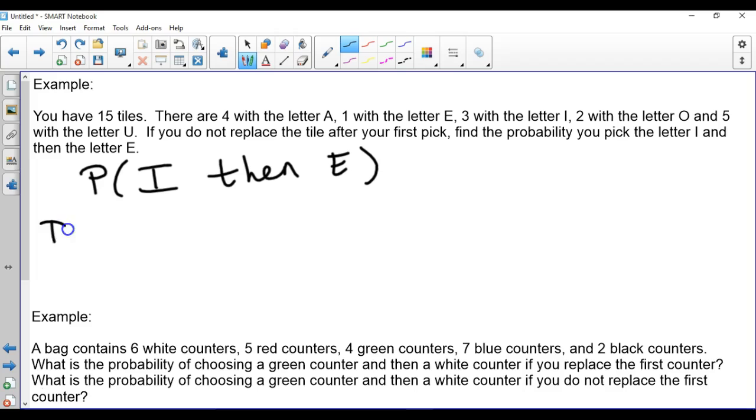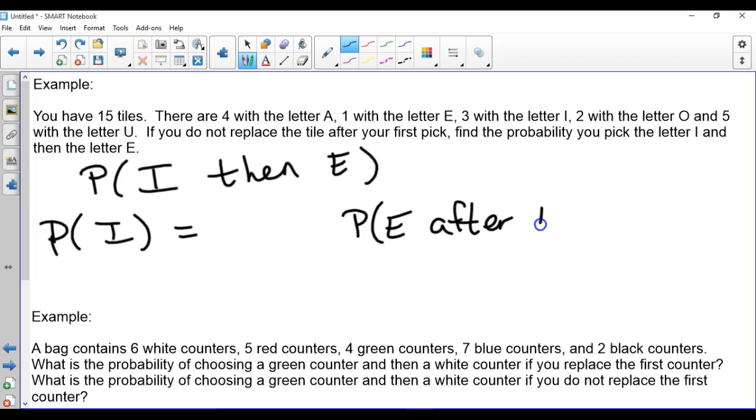So we would need individually the probability of I itself, then the probability of E after you've picked I. So probability of I, there are 3 tiles with the letter I, and there were 15 tiles total. That can reduce. They both divide by 3, which would give us 1 out of 5.